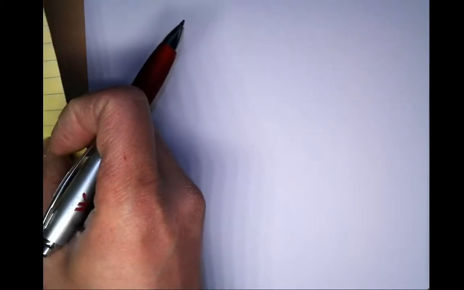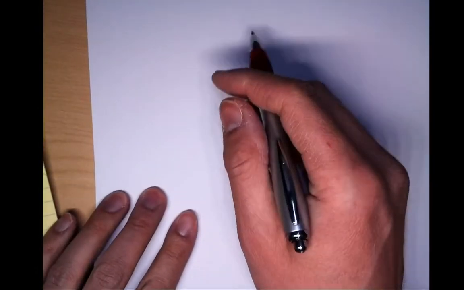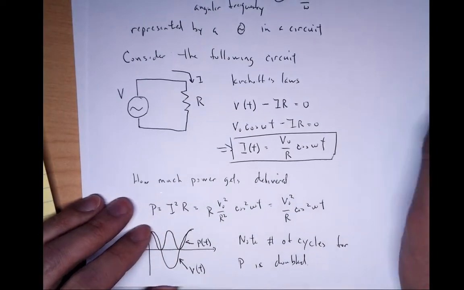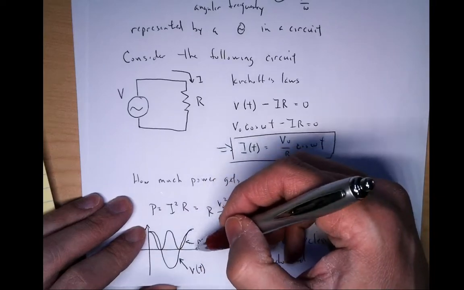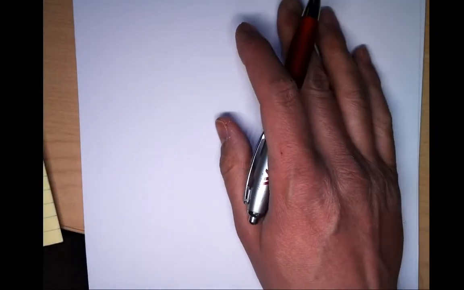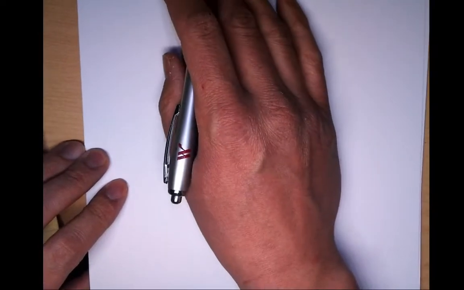What we're going to do now, let's look at my notes. We're going to try to get the average power, because the power here can change by quite a bit. It could be positive or 0. So what we want is the power over a few cycles. So let's get the average power then.